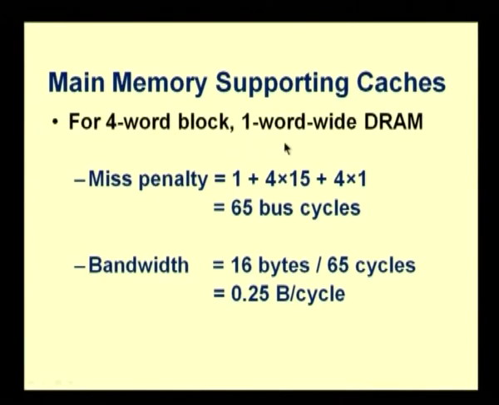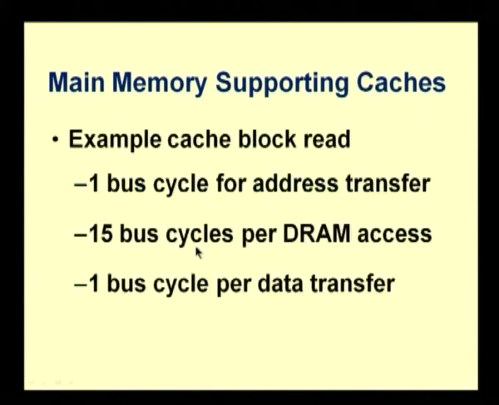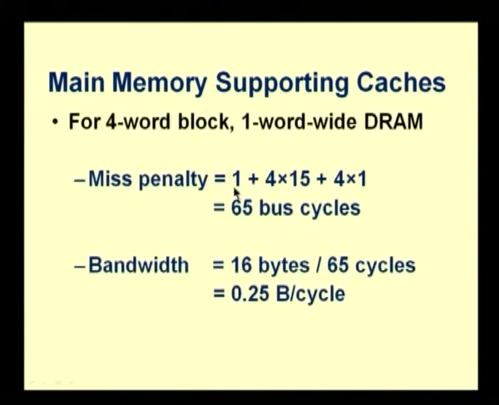So, if this is the system that we are looking at, these are the number of clock cycles. Now, let us see for a 4-word block and a 1-word wide DRAM, what will be the miss penalty? First, I need to put out the address, which takes 1 bus cycle, plus now 4 words have to be accessed. We said 15 bus cycles per DRAM access, so 4 into 15, 60 cycles for accessing the data, and then 1 bus cycle per data transfer. There are 4 words being transferred, so 4 into 1. So, 1 plus 4 into 15 plus 4 into 1, totally it will take 65 bus cycles. This will be my miss penalty. This is how we would calculate our miss penalty.